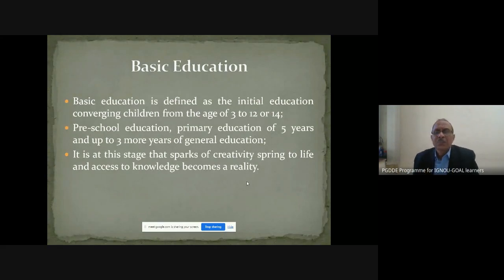It is at this stage that creativity is sparked. Actually, when the children, whether 3 or 4 or 5 years, up to 12 years, or 8th standard, 8th grade, or 9th standard, the creativity sparks, bringing creativity to life, and access to knowledge becomes a reality. That's the basic education.